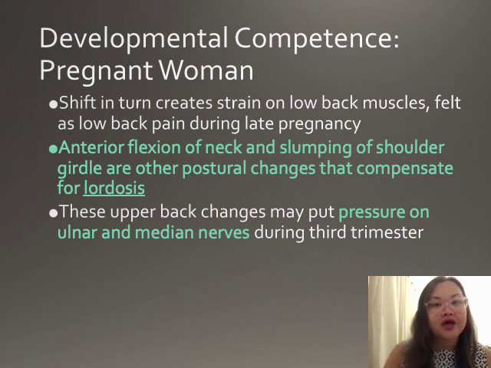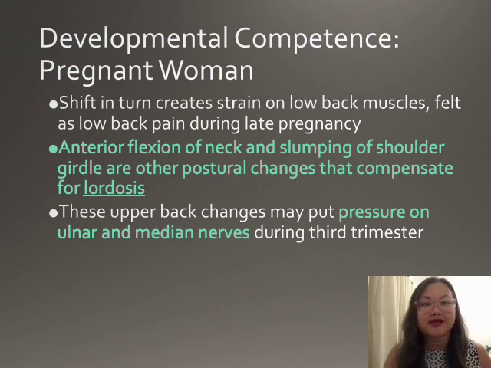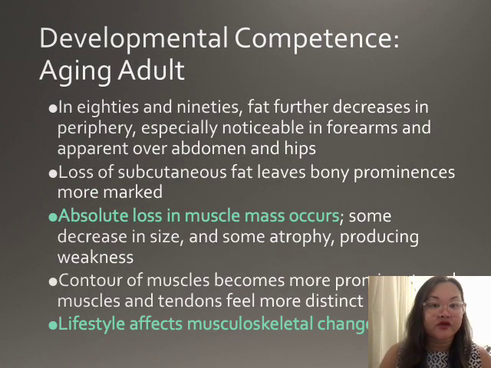Another thing that could happen to pregnant women, and it usually happens around the third trimester, is that they'll actually get carpal tunnel. And this is because there's increased pressure on the ulnar and median nerves. And typically this will resolve after pregnancy.